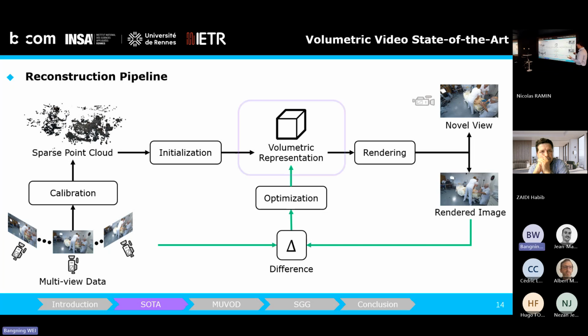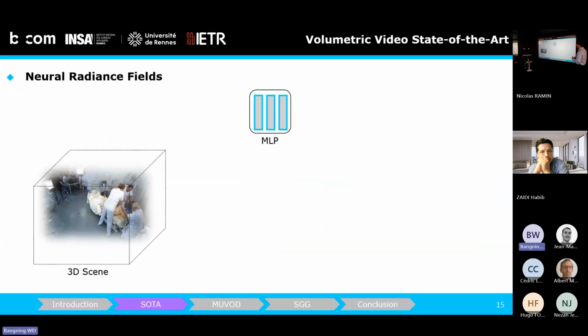So the most important part is to choose the type of the volumetric representation. As we have seen, we have NeRF, we have 3D Gaussians. So which one is better, which one is most suitable for our work? We need to know their functionality. So here I will present some details about the neural radiance fields.